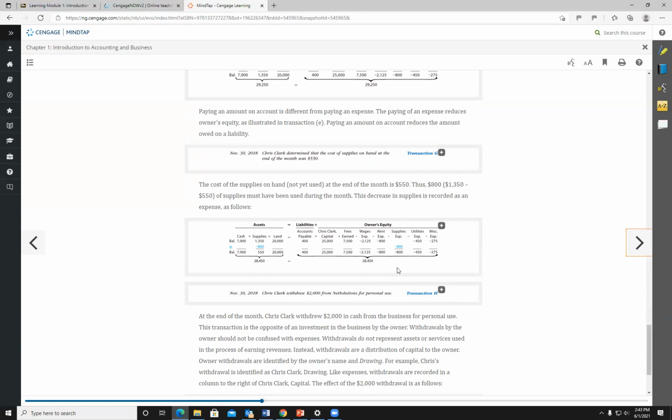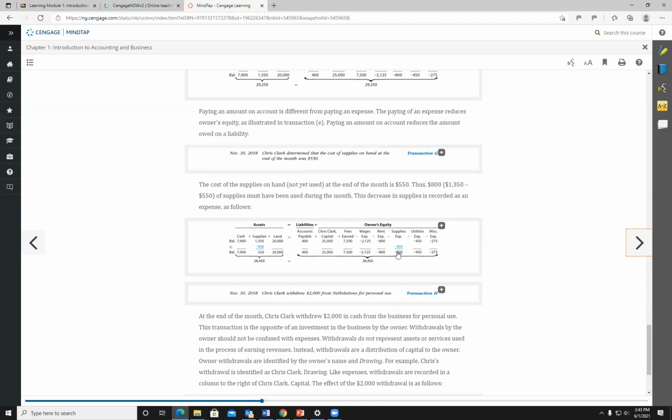So when you buy supplies, you record it as an asset. As you use those supplies up, you reduce the asset and record it as an expense because they now can be expensed out because they've been used. So what we do here is we actually reduce our supplies by $800 because the difference between $1,350 and $550 is $800. So we know what we have on hand is worth $550. What we had initially was $1,350. So the difference is $800. So we know we've got to reduce it by $800 to get it to the amount we have on hand, which is $550.